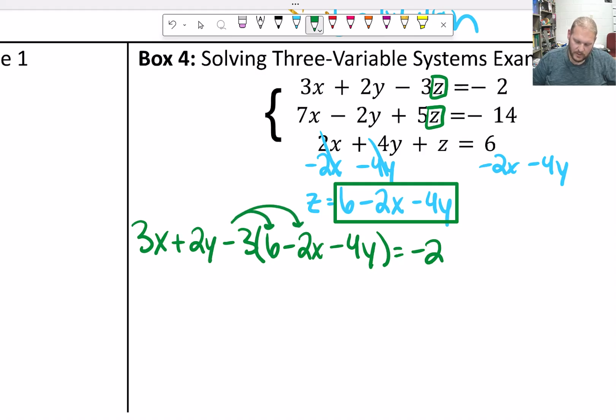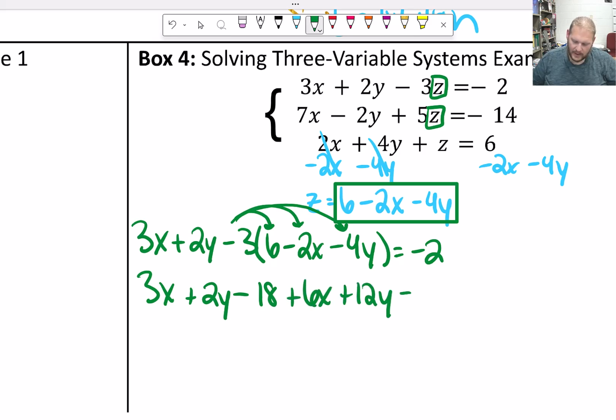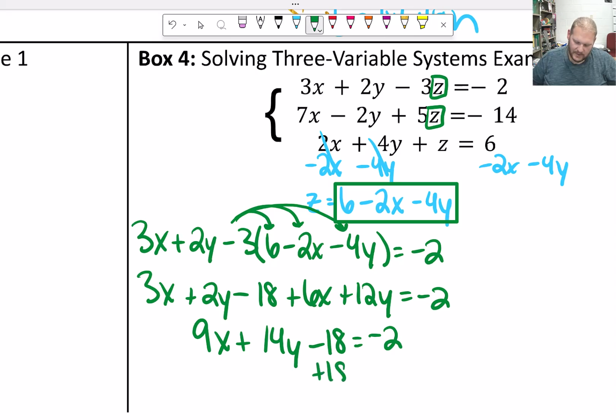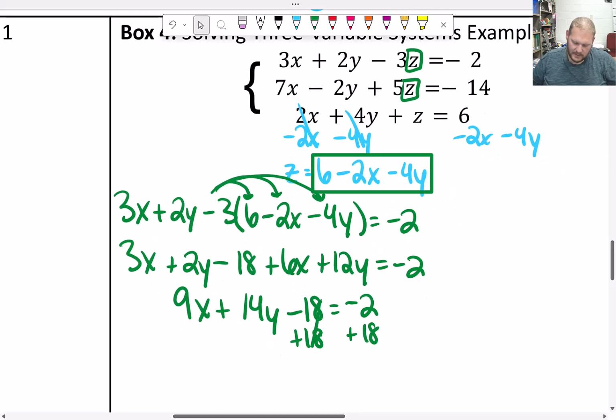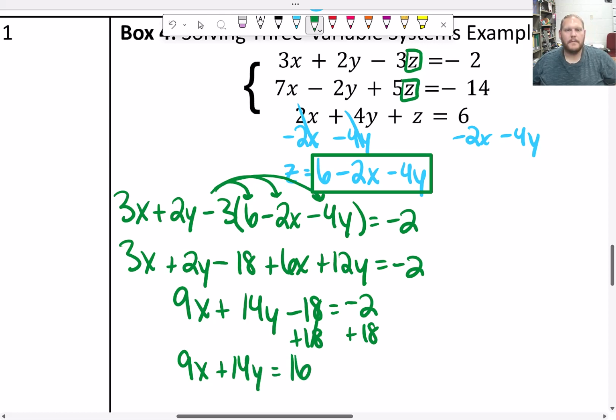Right? I'm going to have to distribute my -3 into that parenthesis. That gives me 3x plus 2y minus 18 plus 6x plus 12y equals -2. And so I've got 3x and 6x, which is 9x. I've got 2y and 12y, which is 14y, minus 18 equals -2. And so my last step to get this kind of in standard form, how I'm used to seeing it, would be adding 18 on both sides to get that 9x plus 14y equals 16. Right, so that was my original top one.